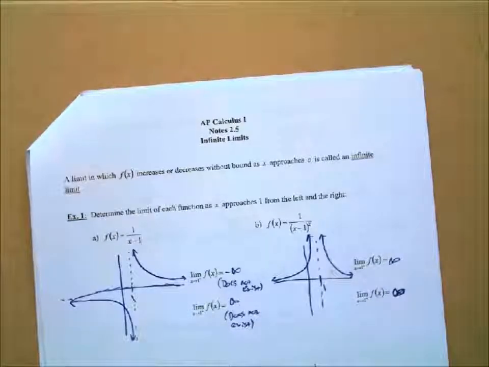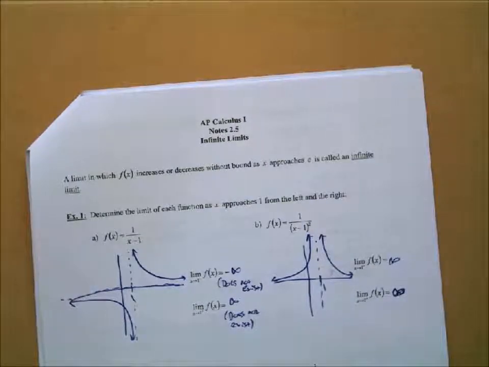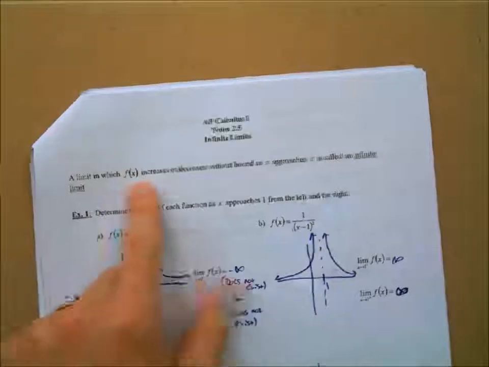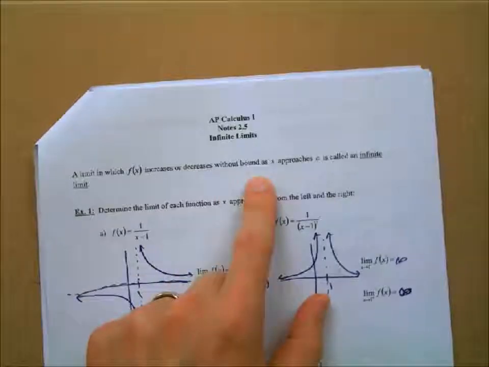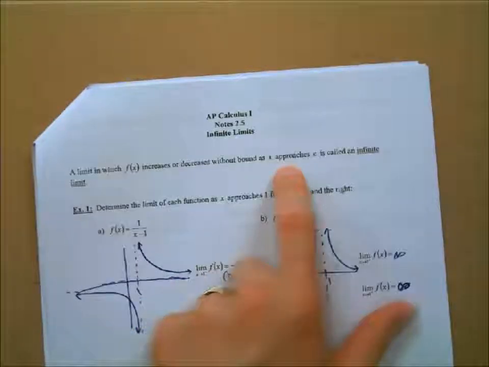All right, moving on to infinite limits. Sometimes it is useful for us to identify when a function approaches infinity, when the limit doesn't exist and approaches infinity, and which infinity it approaches, just for an idea of what the graph looks like. A limit in which f of x increases or decreases without bound as x approaches c is called an infinite limit.